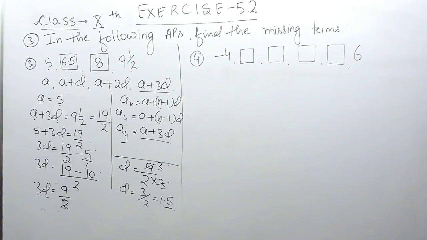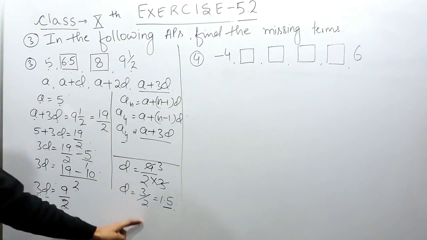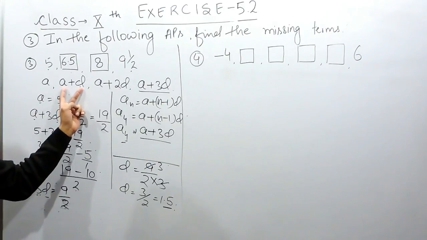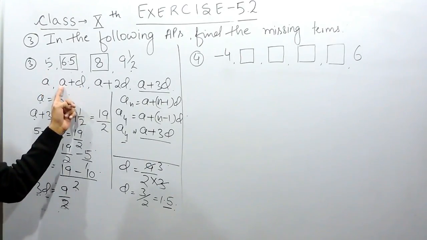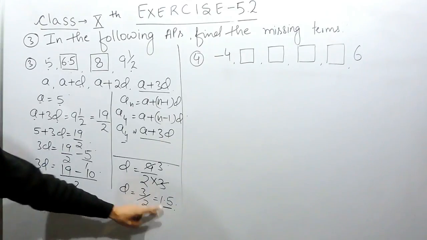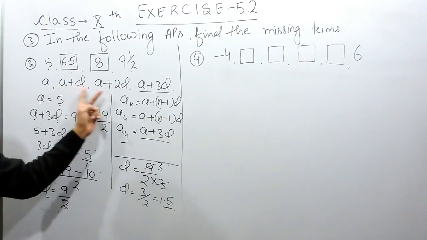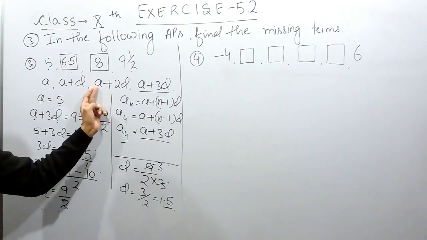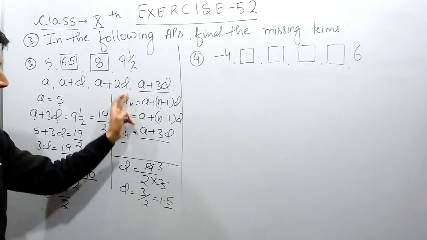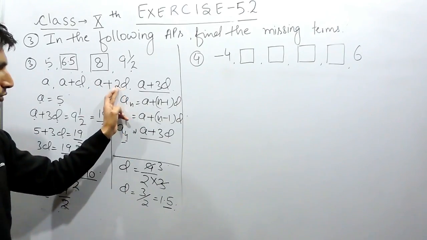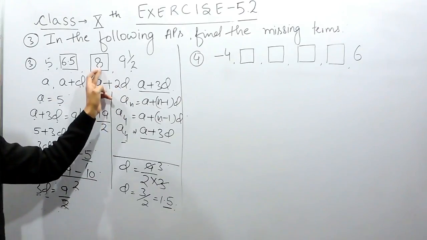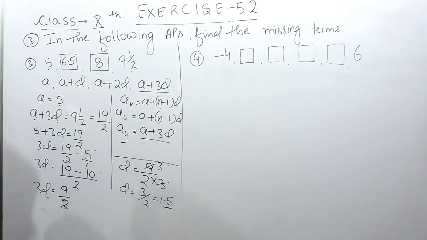Or in other words, if you are not able to find it directly, you can substitute the values here. This is the second term, A you know is 5, and the value of D you know is 1.5. So this will become 6.5. Here this is A, again 5, and D is 1.5 multiplied by 2. This is 3. So 3 plus 5 is 8. So this is how you can find these values.